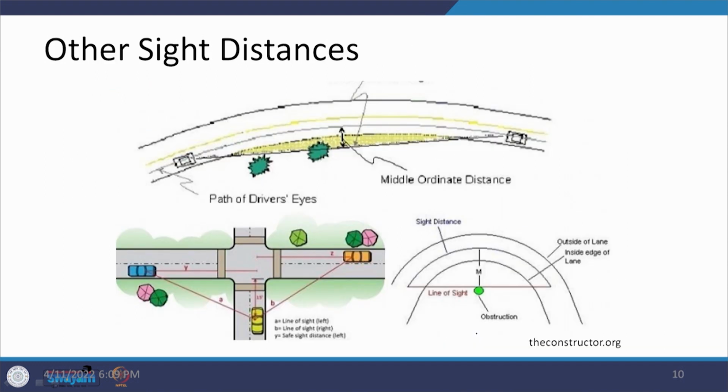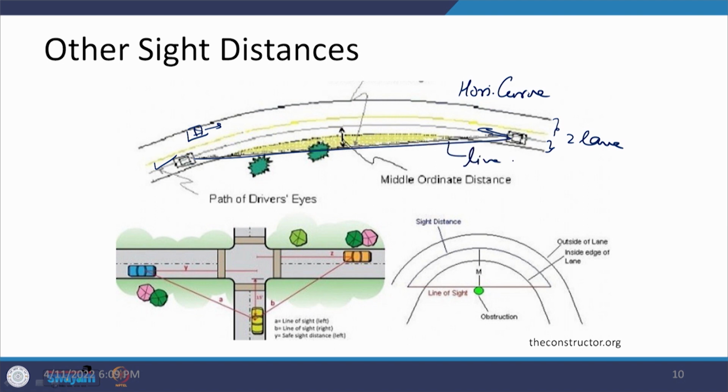Now, let us look at some other conditions which can be there. So, we have a horizontal curve, and on this horizontal curve the vehicle is moving on an inner lane. So, this is a 2-lane system. So, we will have a vehicle in the outer lane moving like this. This vehicle is trying to see what is there ahead. So, this is a case, and therefore, this is the line of sight of the driver.